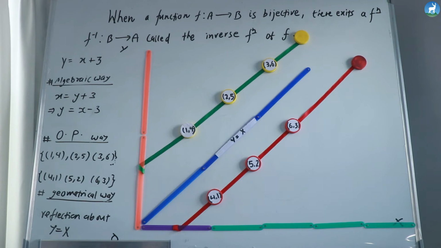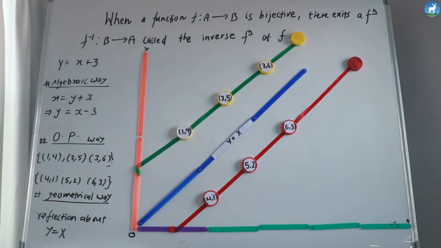Starting off with the definition, when a function f: A to B is bijective, there exists a function f inverse, B to A, called the inverse of f. A question for everyone watching: are all functions invertible? The answer is no. Only bijective functions are invertible. Now, what does the term bijective mean? Bijective means that a function is both one-to-one and onto, something that we discussed earlier.